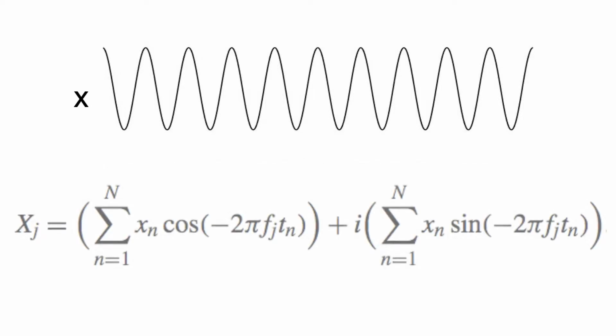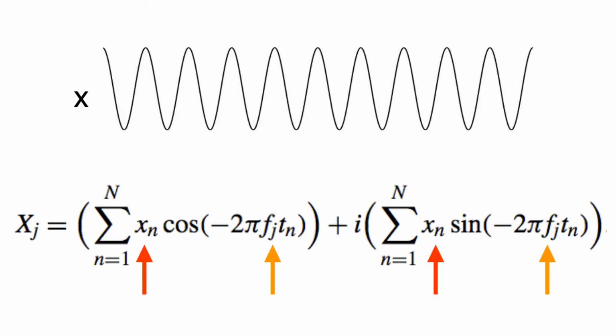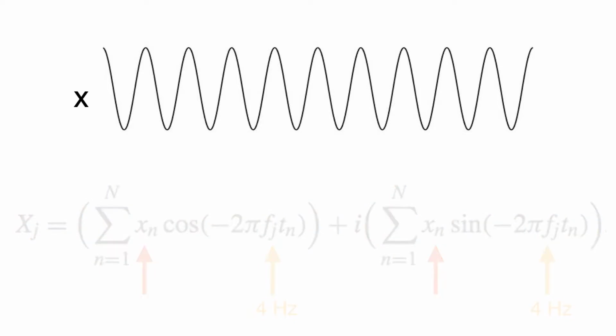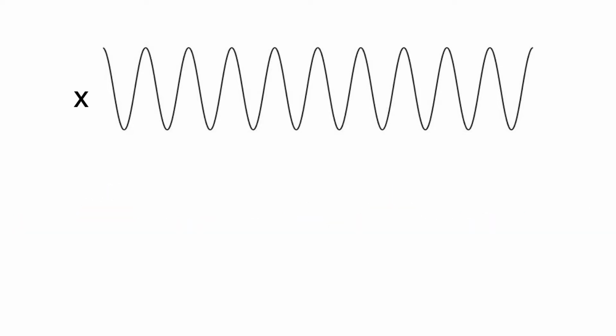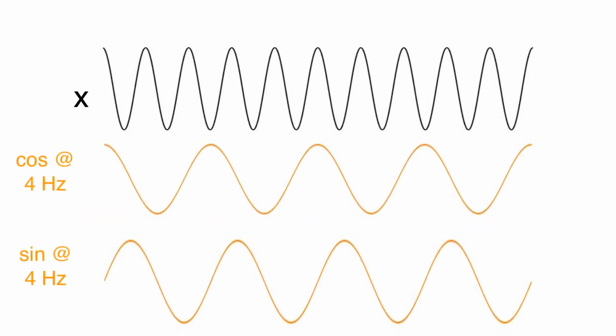Now, what does our equation for the Fourier transform tell us to do? Well, it asks us to multiply our data x by cosine and sine functions oscillating at frequency f sub j. Let's start by choosing f sub j equal to 4 Hz. Choosing f sub j equals 4 Hz, we construct a sine and cosine function, each oscillating at 4 Hz.